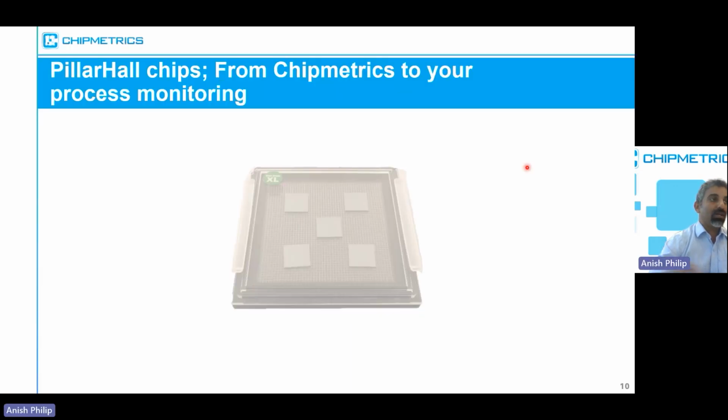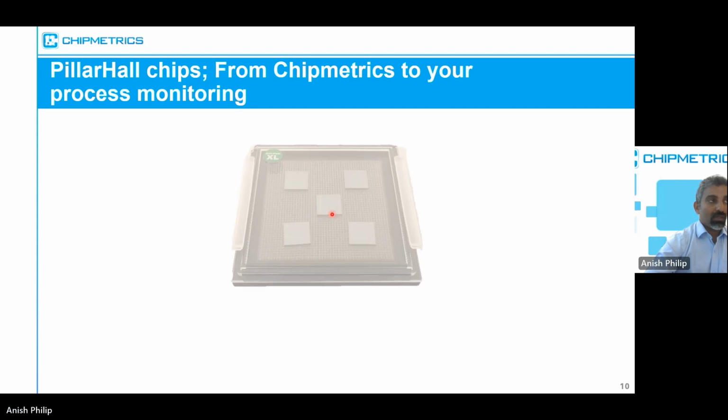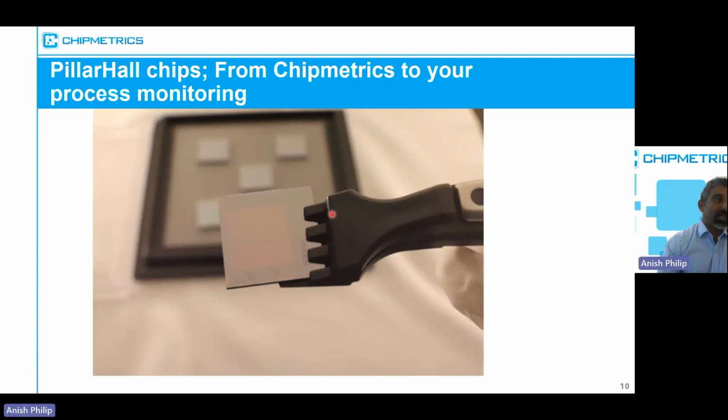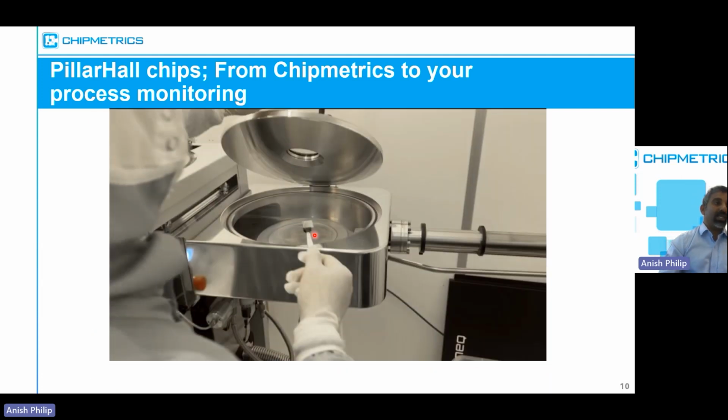So once you receive the PillarHall chips in this vacuum tray, then you can go for the ALD deposition. As I said, just always make sure that you hold the PillarHall chips at this place. Don't go to this area. And then you can take the PillarHall chips into your ALD or CVD chamber. You don't need any pre-treatment.